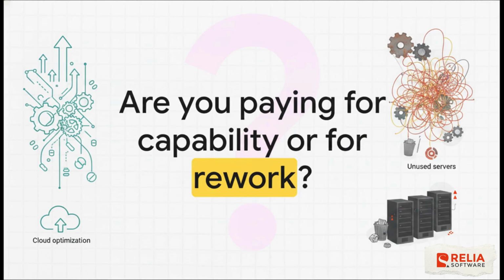So as we wrap up, I really want to leave you with a provocative question to chew on regarding all that hidden waste sitting in your current sprint cycles. Take a hard look at your budget right now and ask yourself, are you paying for capability or are you just paying for rework? Are you funding actual needle-moving innovation or are you just funding poor planning, bloated project scopes, and a bunch of unused cloud servers?